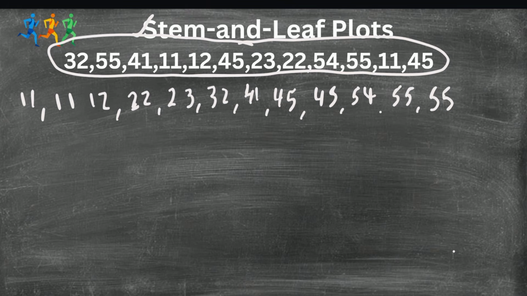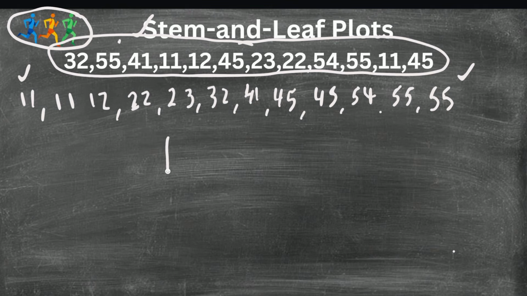I took this data set and placed it from smallest to largest, and if any number repeated, I included it. Now these numbers represent times in the pacer. You may have completed the pacer before. If not, it's a fitness test you many times do in PE. Okay, so now we have an ascending order, and we have 10s, 20s, 30s, 40s, and 50s.